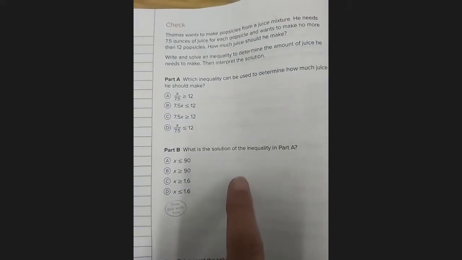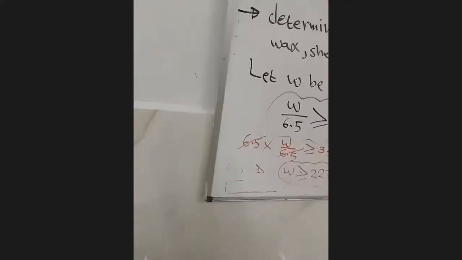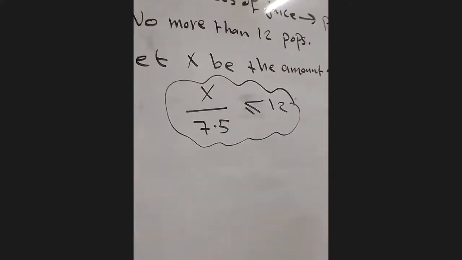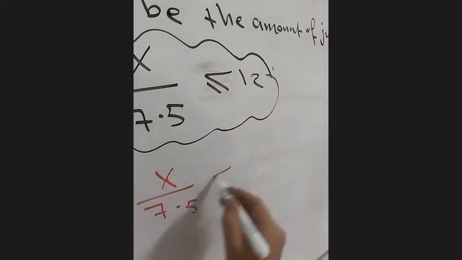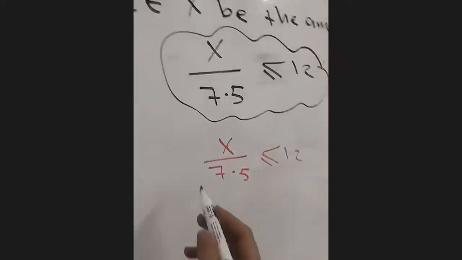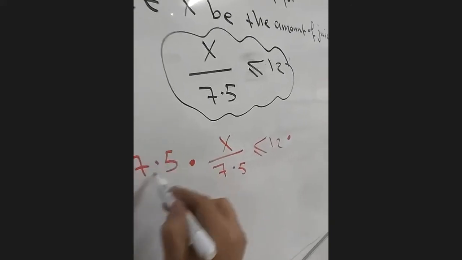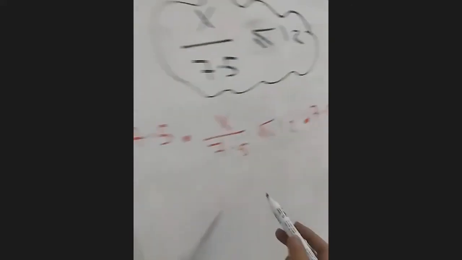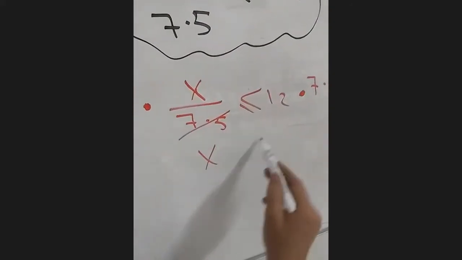We'll find the answer. We will solve the inequality. Let's solve the inequality, Dawood. Multiply by 7.5 on both sides. Let's rewrite the inequality. X over 7.5 less than or equal to what? 12. Now, as you said, I'll multiply both sides by 7.5, here and here. Now I will cross out the 7.5, still X less than or equal.